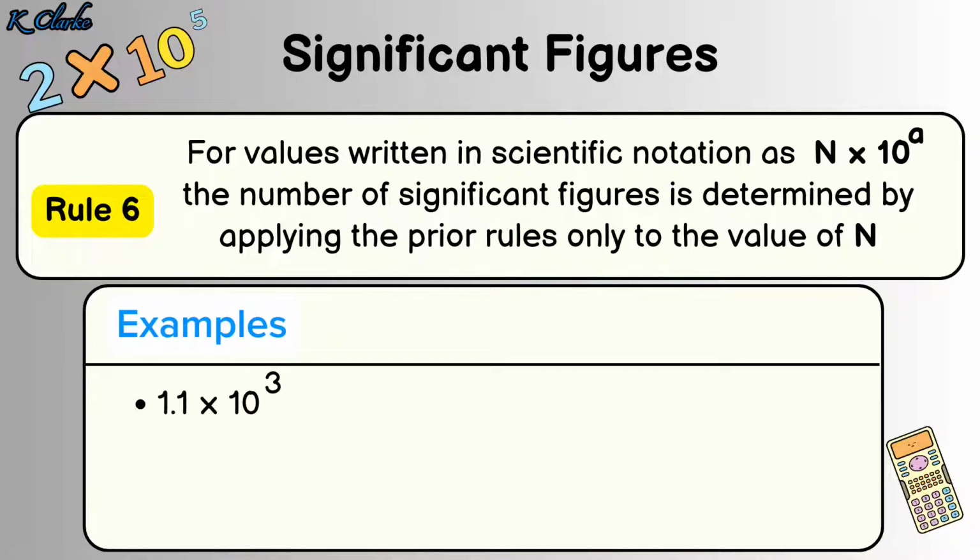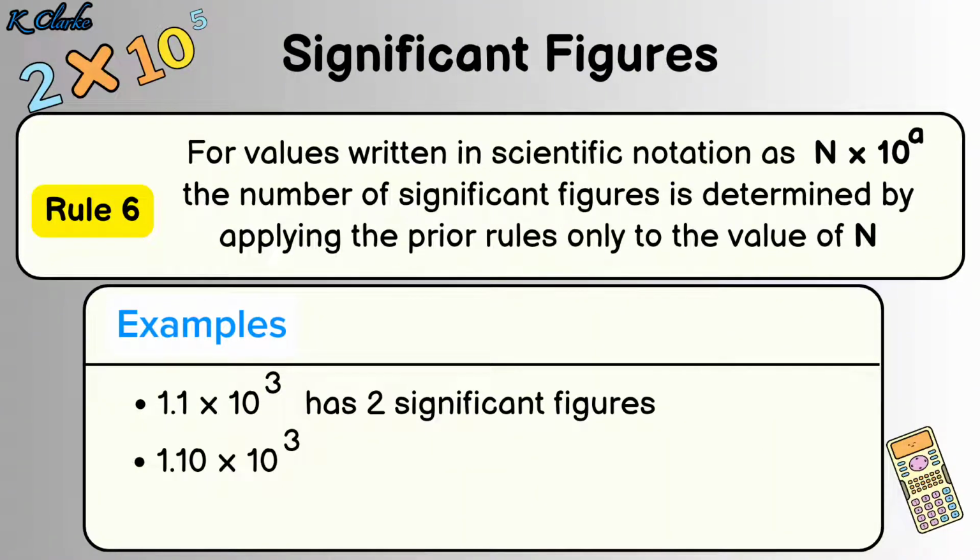Examples: 1.1 times 10 to the power of 3 has two significant figures, since we are only focusing on the value of n, which is 1.1. 1.10 times 10 to the power of 3 has three significant figures.